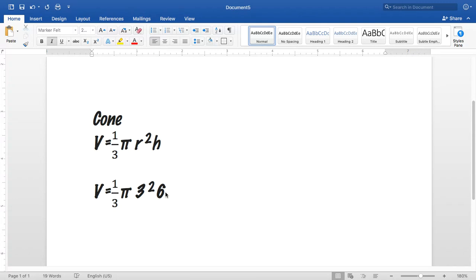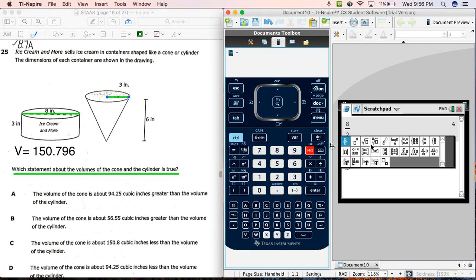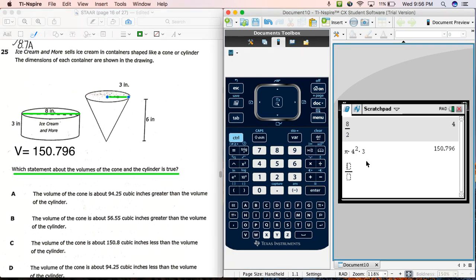So all I have to do this time is simply plug it in, except I have to add a 1/3 in front of the pi symbol. So what I'm gonna do is this. I'm gonna click on the money button. I'm gonna click on my fraction bar, and I'm gonna put a 1/3, okay?